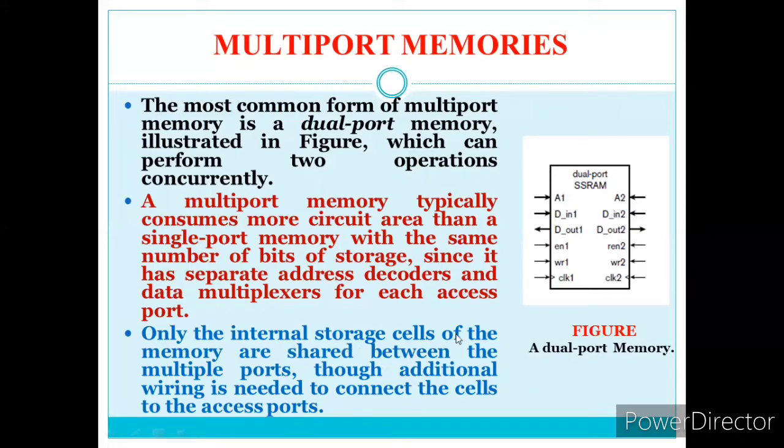Only the internal storage cells of the memory are shared between the ports, though additional wiring is needed to connect the cells to the access ports. So when the memory is common, only the extra wiring, with the help of the decoder and multiplexer, is needed for accessing the particular shared memory.